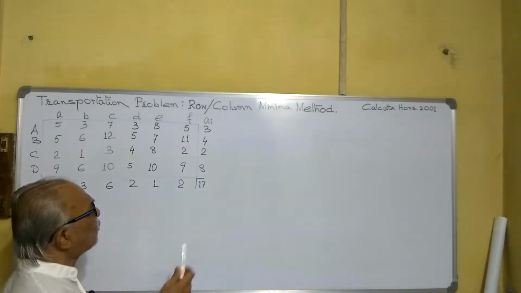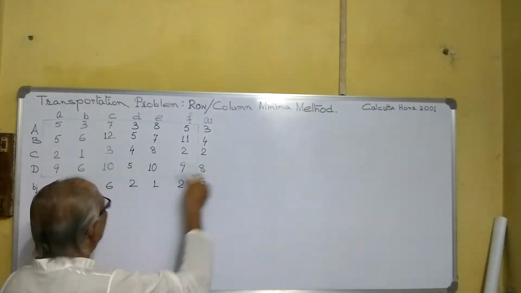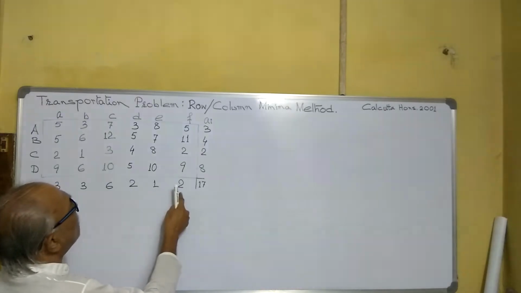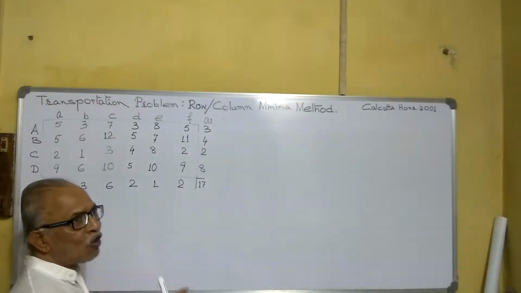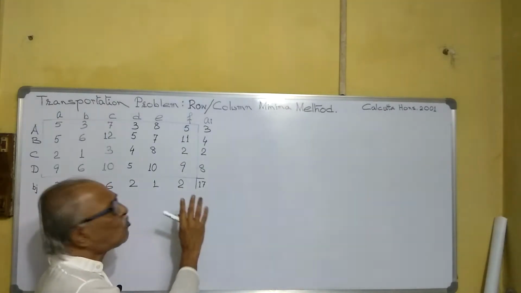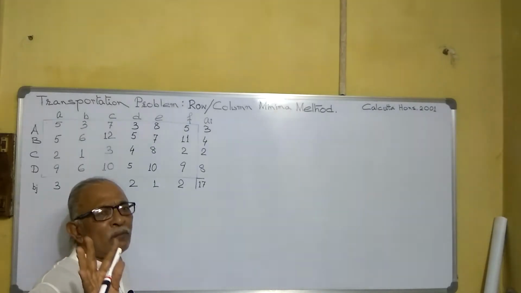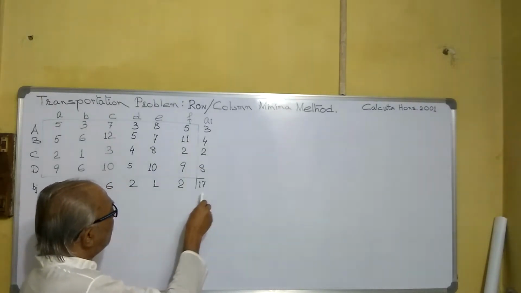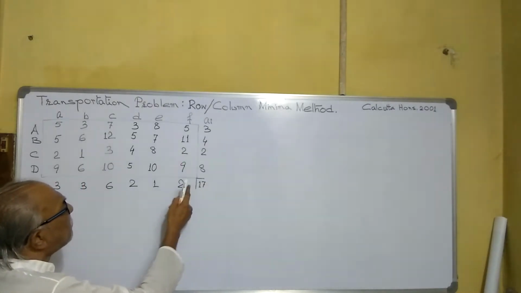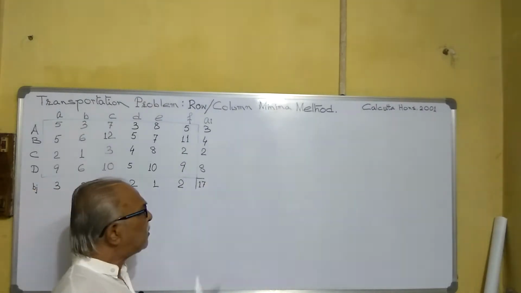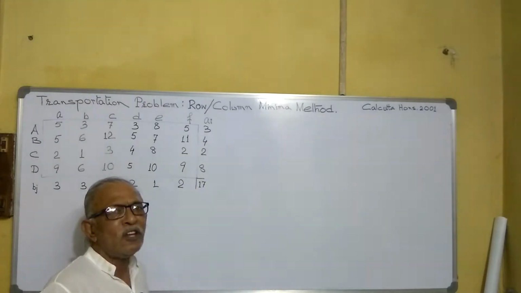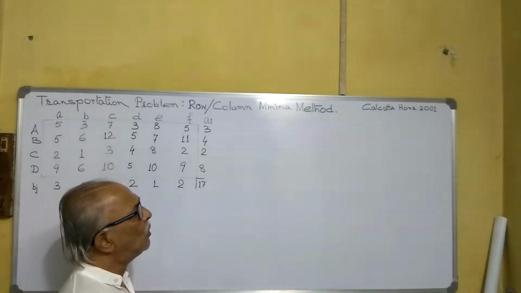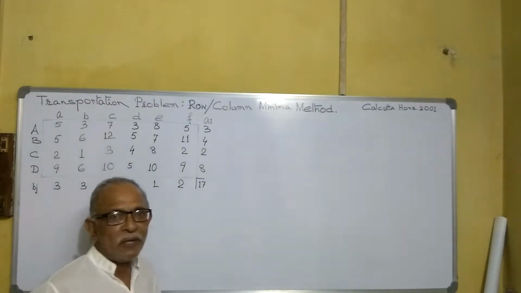First, always check the total available and total requirements are same or not. If it is not same, then I will show you in some other sum how to do it. Here it is equal, both of those are 17 and it is supplied in the question. If it is not supplied in the question, you have to check on your own. Now let us start the method.